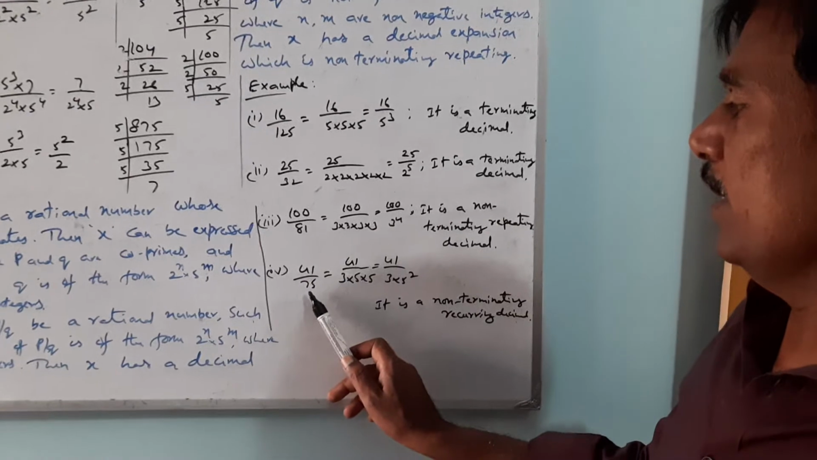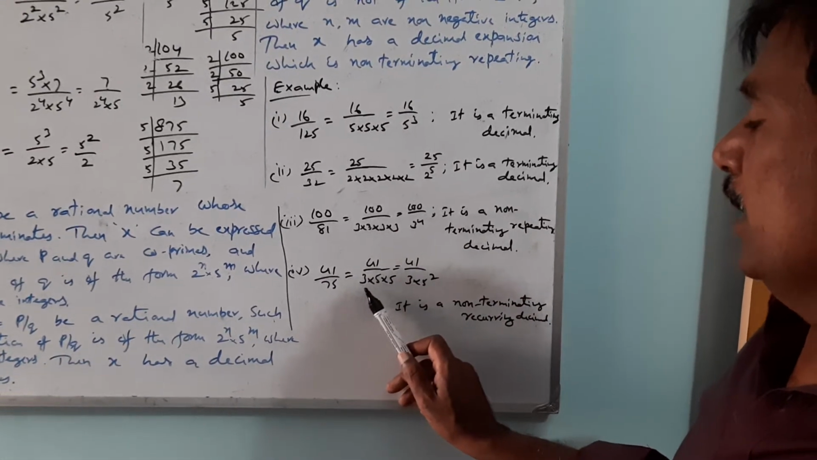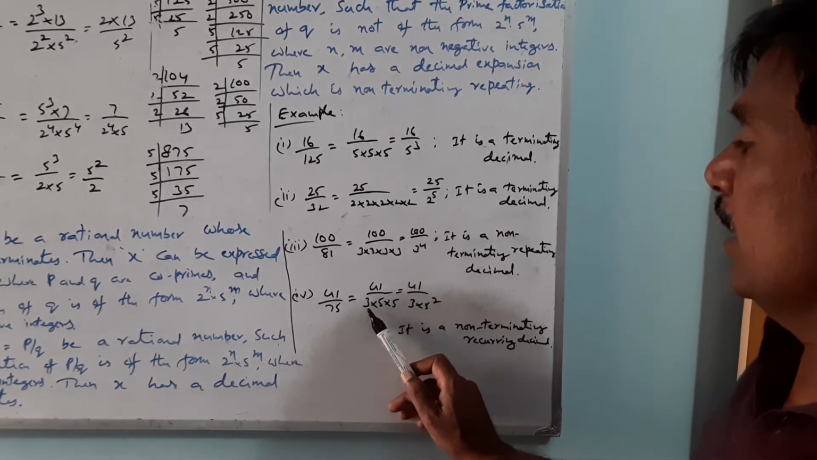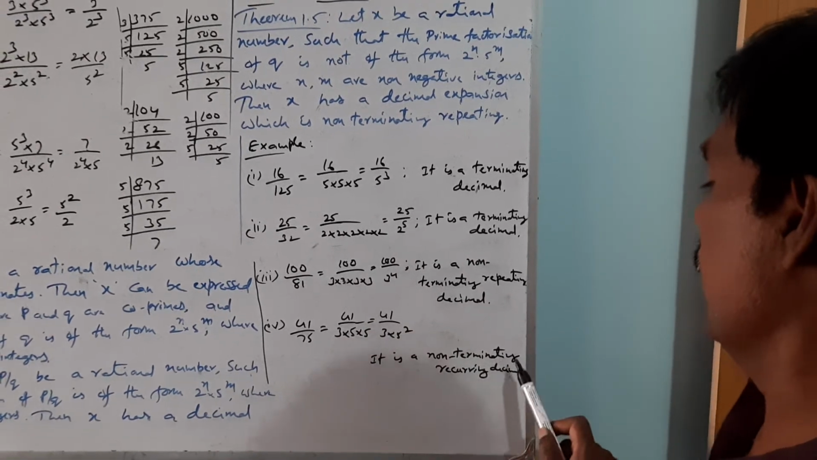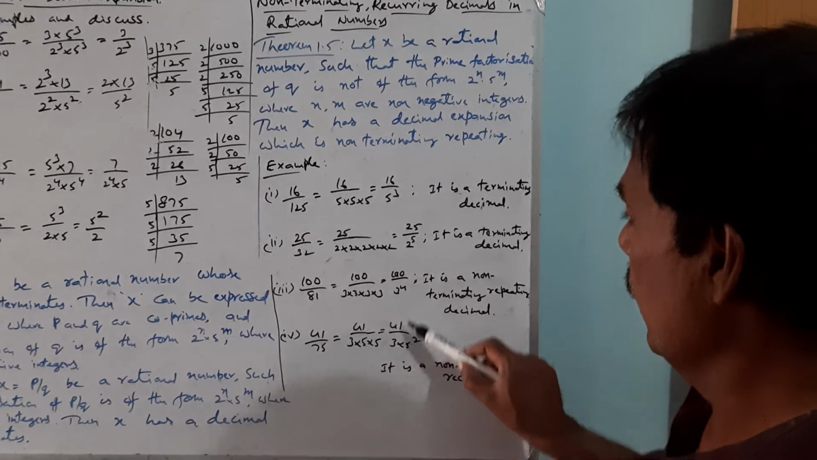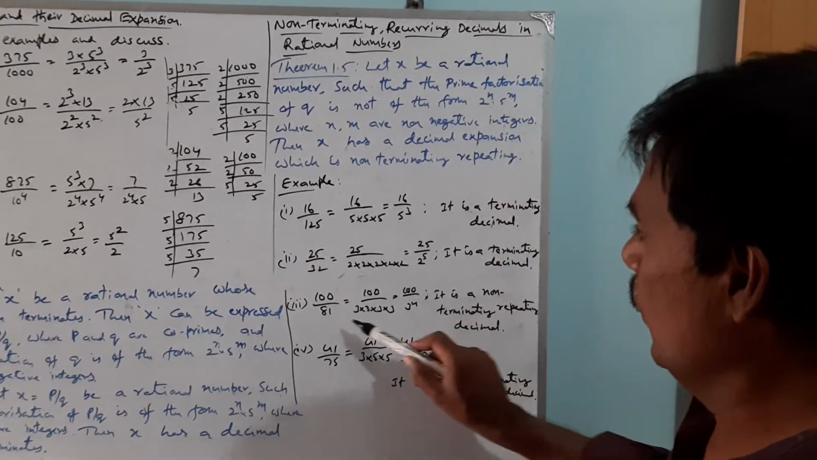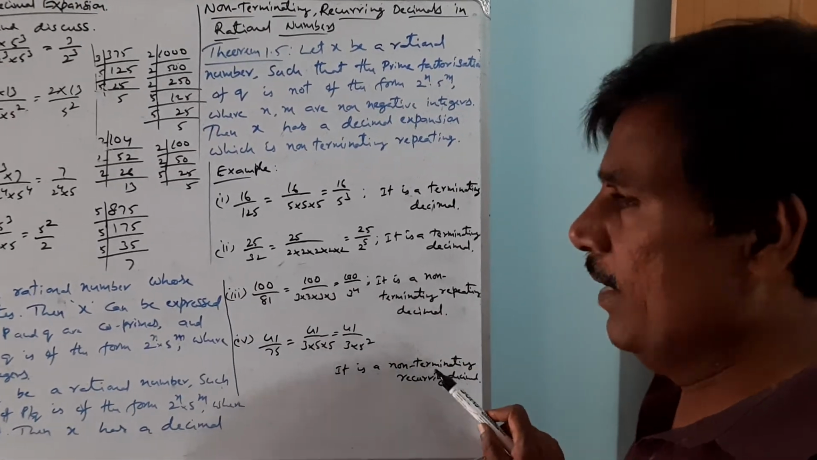Similarly, 41 by 75, the denominator can be expressed in the form of 3 into 5 into 5, which means 3 is a prime factor of the denominator, so it is a non-terminating recurring decimal. These denominators are not of the form 2 power n into 5 power m. So, examples 3 and 4 are non-terminating recurring decimals.